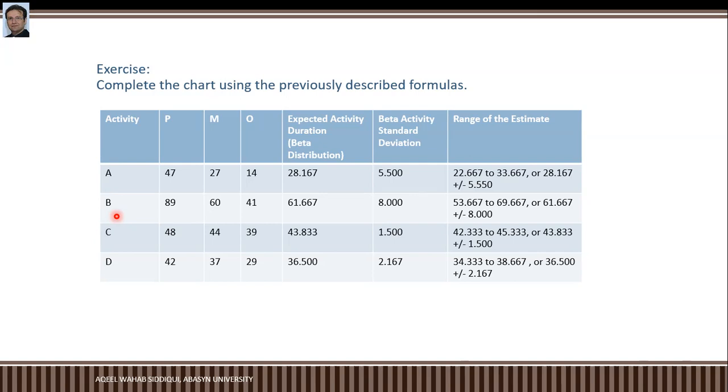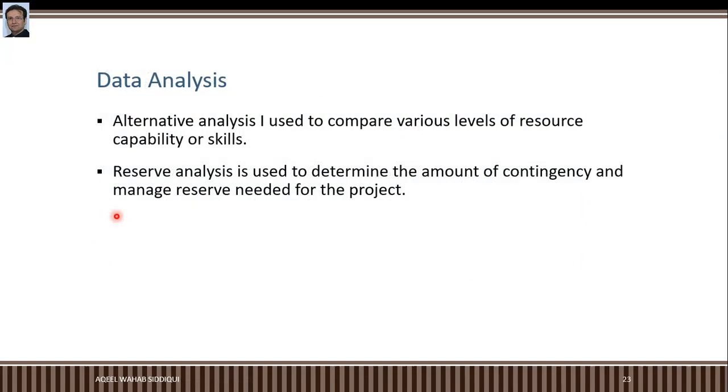Another tool and technique is called data analysis. Alternative analysis are used to compare various levels of resource capability or skills, and reserve analysis is used to determine the amount of contingency and management reserves needed for the project. For example, comparing options such as outsourcing work versus completing it internally to meet a schedule constraint, or purchase testing software to decrease the time of manually testing components. Alternative analysis involves evaluating the impact of each option on project constraints, including financial investment versus time saved and level of risk. We have decision making.